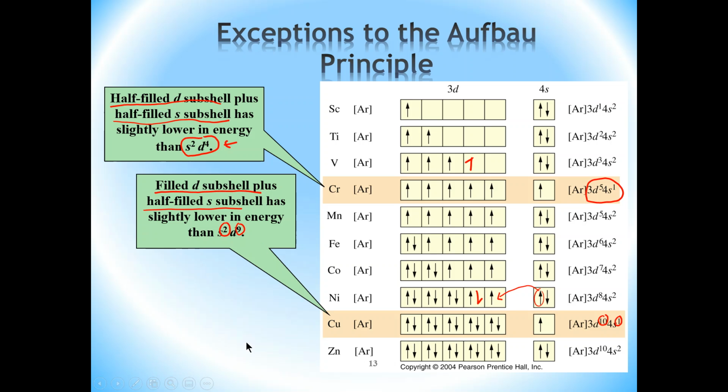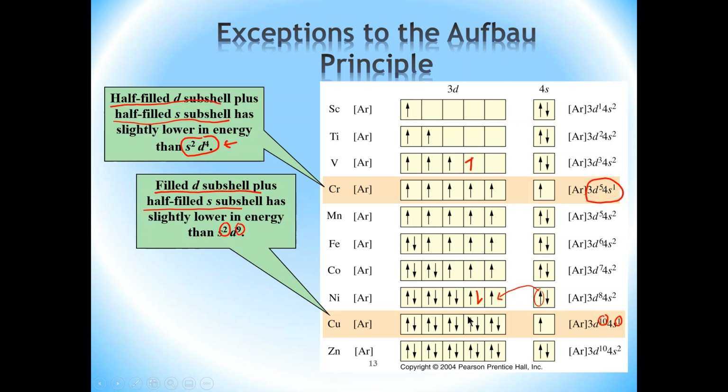Let me just say here that to go from copper to zinc, all we have to do is add an electron, and that electron will go into the lower energy 4s sublevel, and therefore this would be the final electron configuration for zinc, all right? So that's basically what happens in the transition region. So things are not as straightforward.